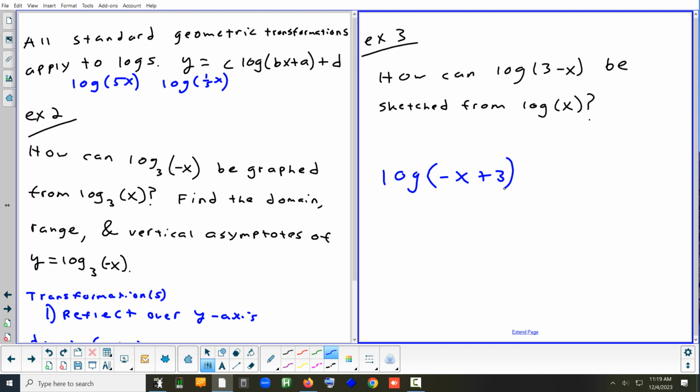All right. So now, how many transformations do we have? You have 2. So it says, how can that be sketched? So it's 2 transformations. Okay. What's the first one? So we're going to shift left 3. And then a horizontal reflection, which is over the y-axis.